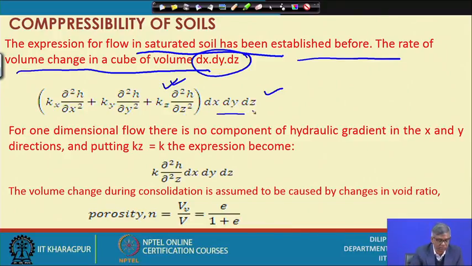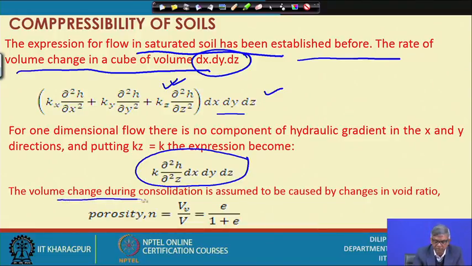This we have derived before, and for one dimensional flow there is no component of hydraulic gradient in the x and y direction, and putting kz equal to k, the expression reduces, if I consider one dimensional, to k into del 2 h by del z square into dx dy dz.